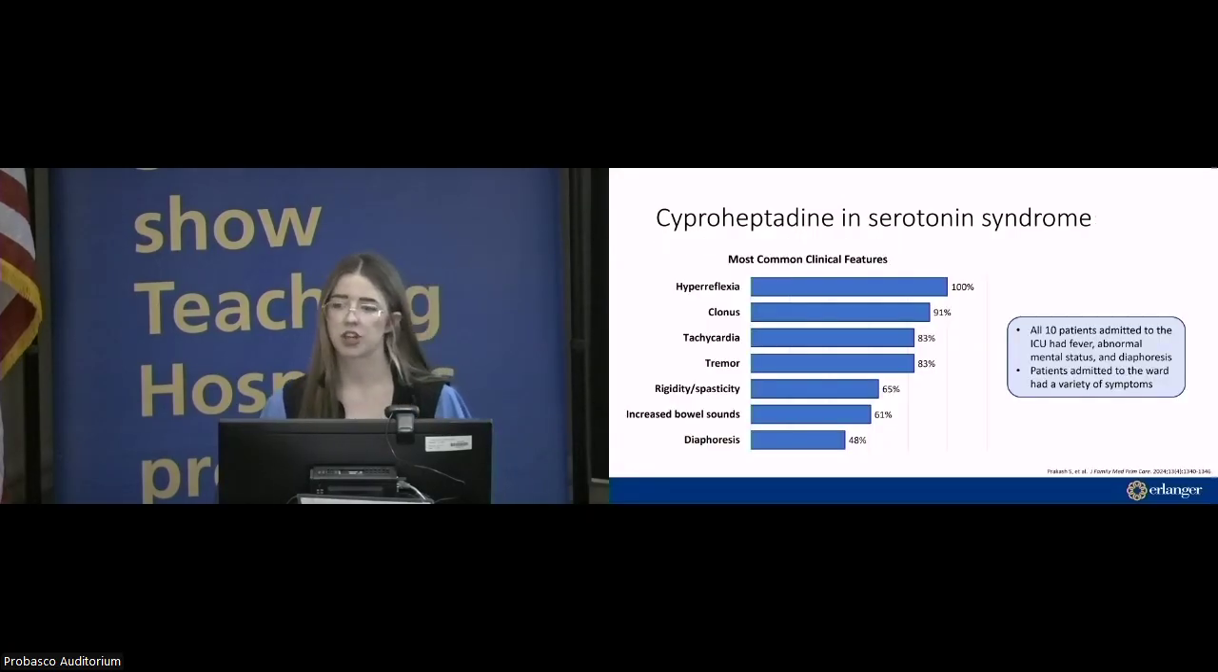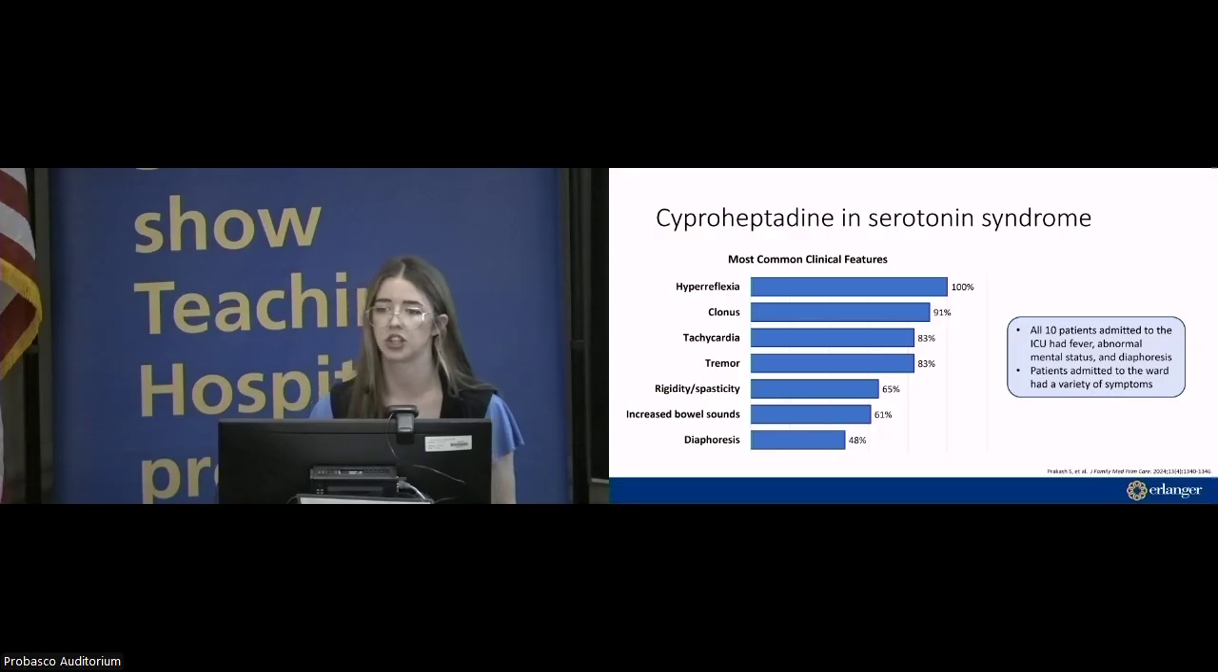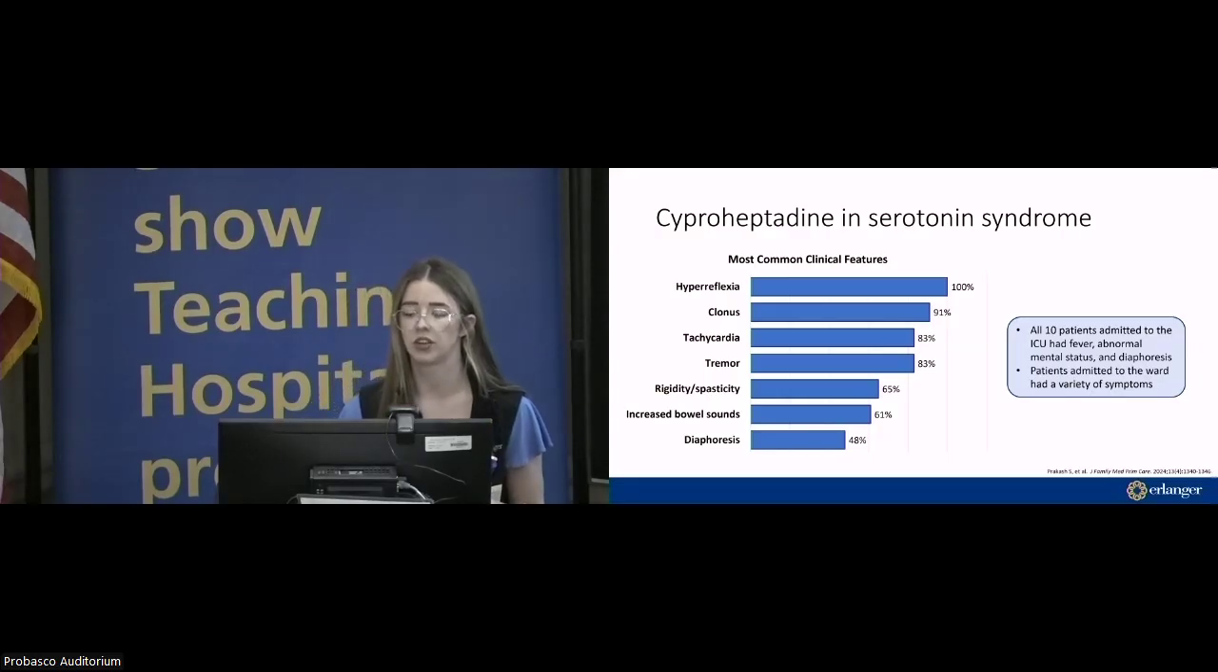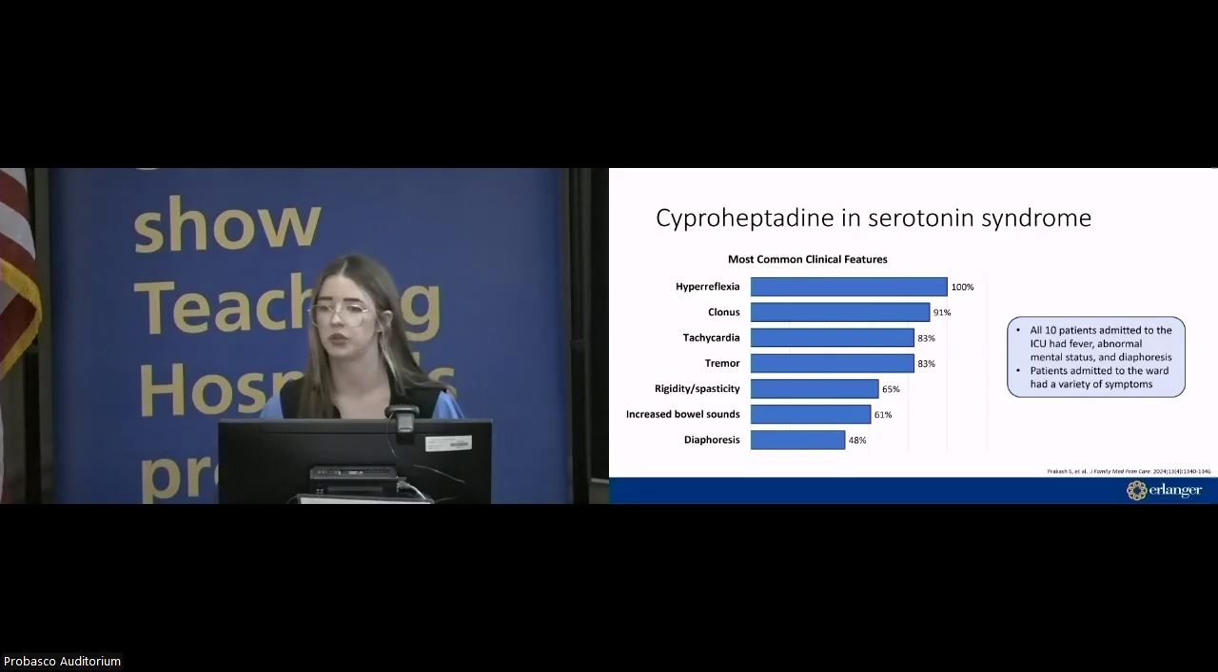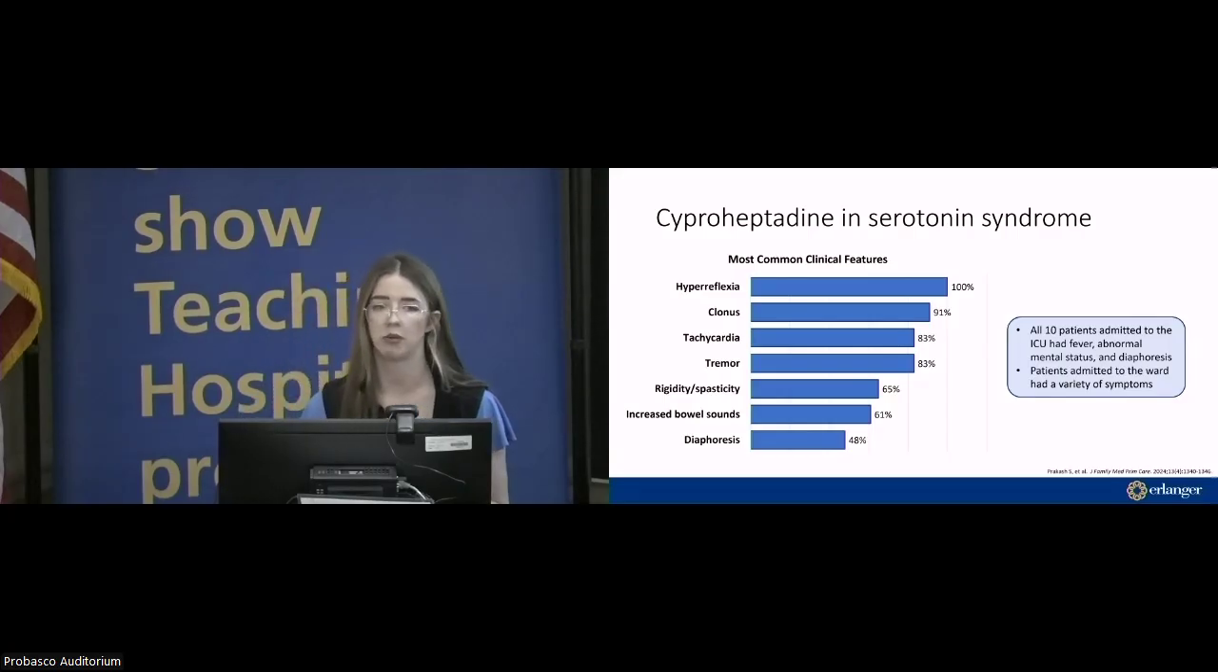This graph shows the most common presenting features among the 23 patients. Hyperreflexia was present in all patients and clonus in over 90%, which aligns with the Hunter criteria emphasis on clonus and brisk reflexes. Of the 23 patients included in the study, 10 were admitted to the ICU. Of those 10 patients, all had fever, abnormal mental status, and diaphoresis.